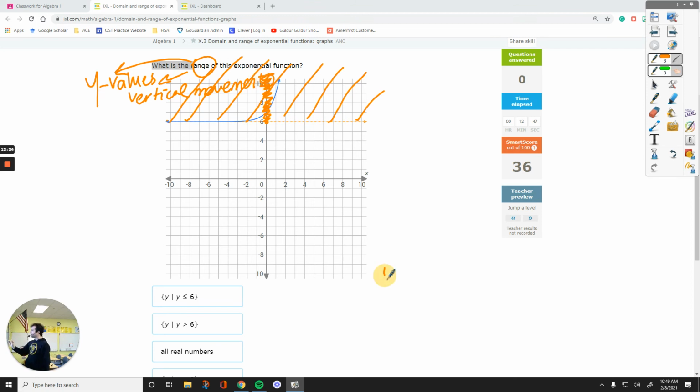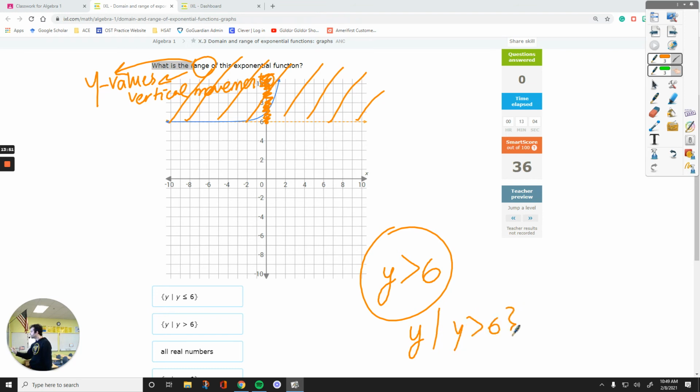So starting from 6, y is going to be greater than 6. It'll go up forever. So as long as it's not equal to 6, as long as it is not less than 6, I'm fine. This is what I'm looking for in the answers. So y values such that y is greater than 6 should be my answer. Looking at here, that would be my answer. Moving on to the next question or next level.